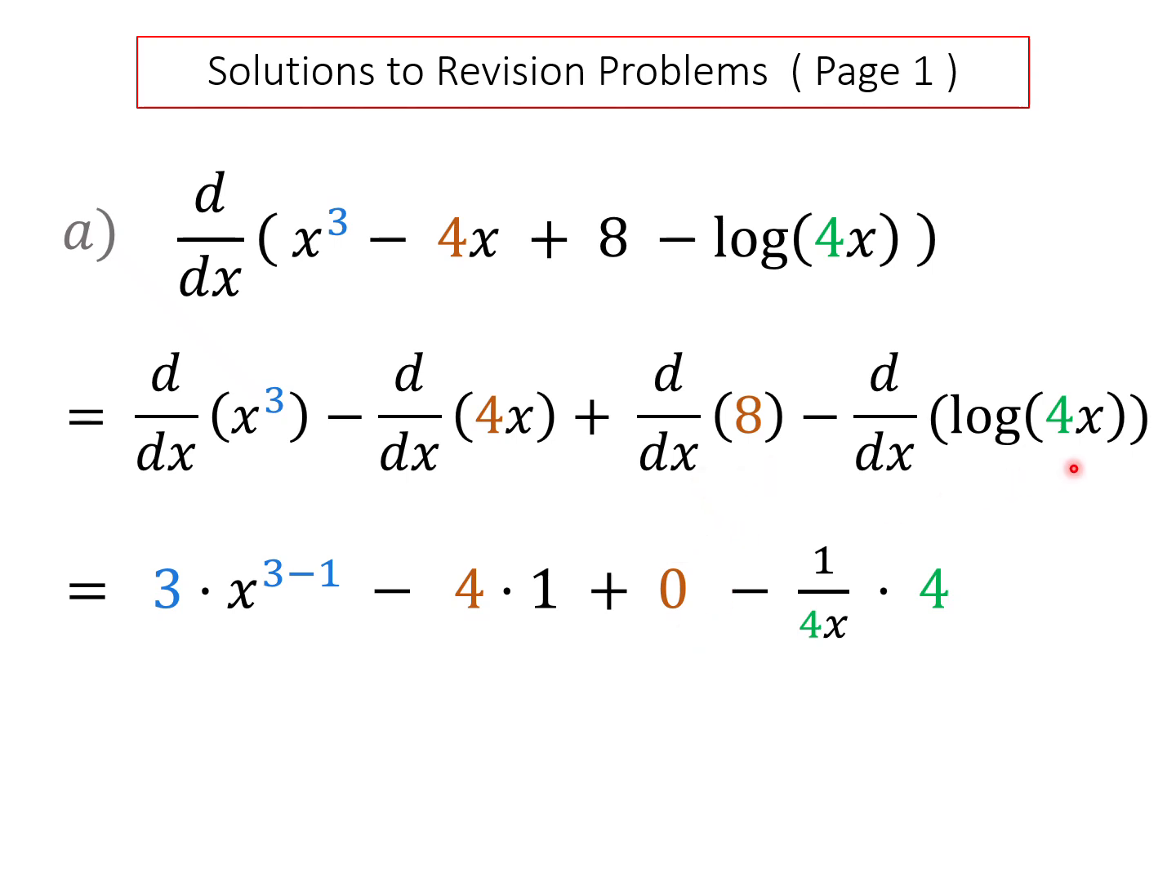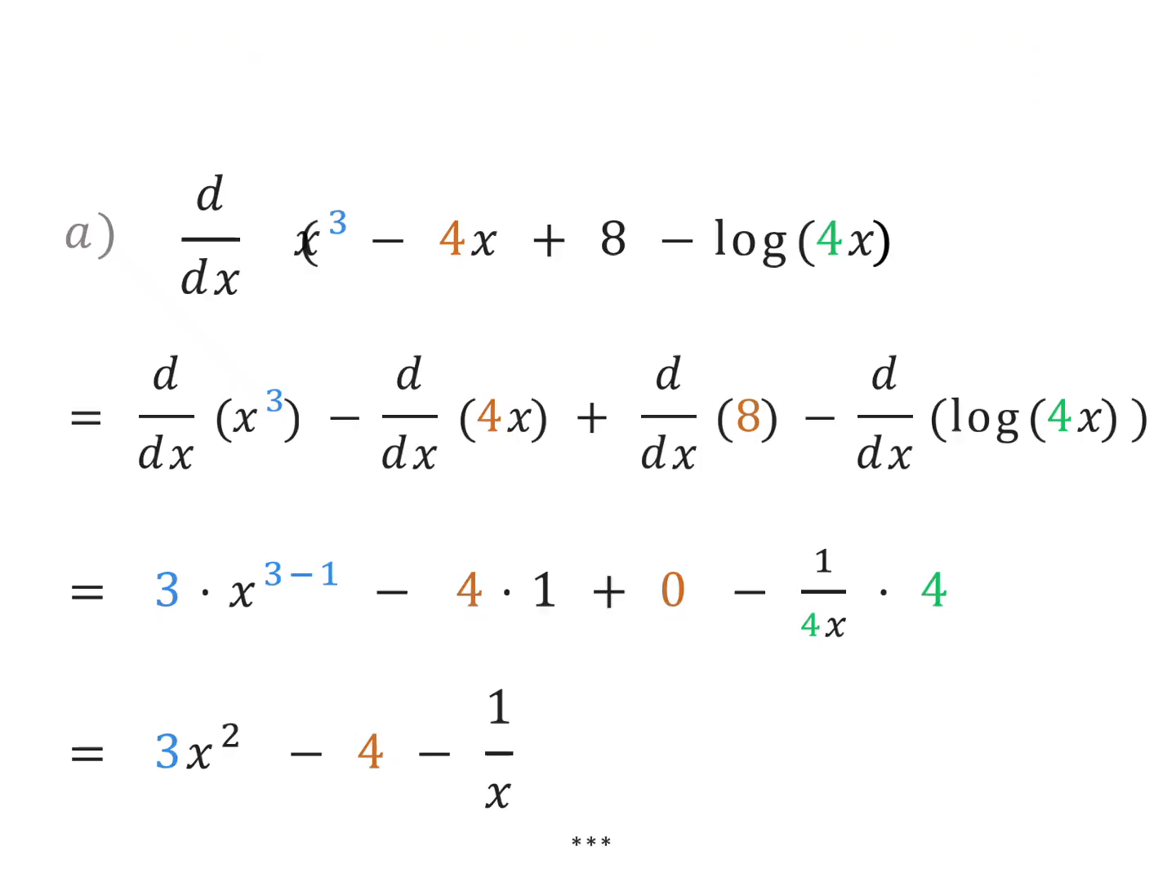d/dx of log 4x is 1 by 4x into 4. This 4 and this 4 cancel out. So final answer is 3x to the power 2 minus 4 into 1 is 4, and this is 0. So this 4 and 4 cancel out, so it becomes 1 by x. This is the final answer of the first question. Now we are going to discuss the second one.